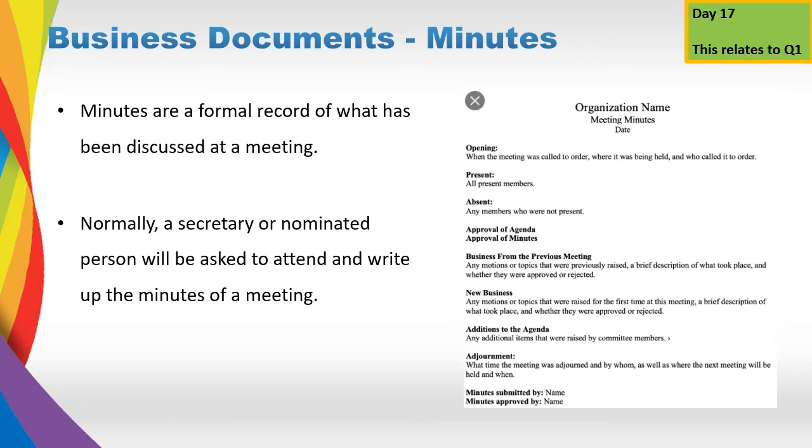After your formal meeting has taken place, somebody should have been writing minutes as part of the meeting. On the right hand side again you can see an example of meeting minutes. Normally a secretary or a nominated person will be asked to attend the meeting and write up the minutes. The minutes record what is happening during the meeting, so that anybody who sent their apologies or could not attend can be sent this, along with those who did attend, and they can double check it for accuracy on what they said as well.